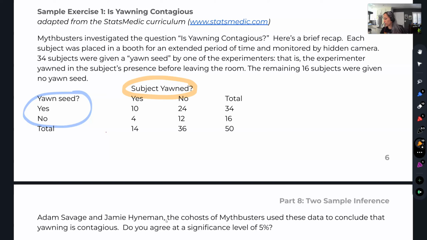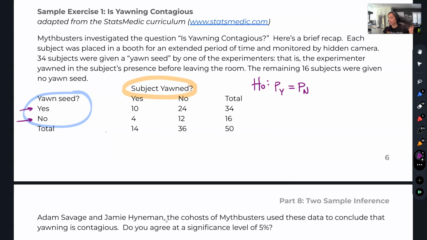So if we wanted to set up a hypothesis test, the first thing we would need to do is think about what our hypotheses are. So for our null hypothesis, we have two groups, yawn seed and non-yawn seed, and we have a proportion. We're talking about a categorical variable, whether or not a subject yawned. So our null hypothesis is that the proportion of people who had a yawn seed who then yawned is the same as the proportion of those who did not get that yawn seed and then still yawned. Whoa, that was a lot of saying yawn. But is the proportion the same for this group as it is for this group?